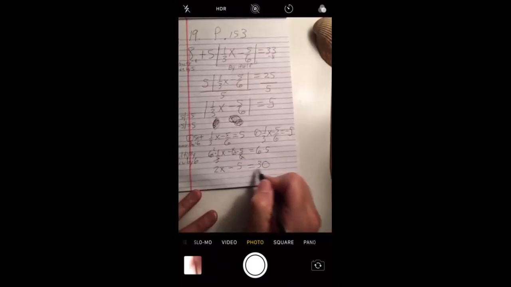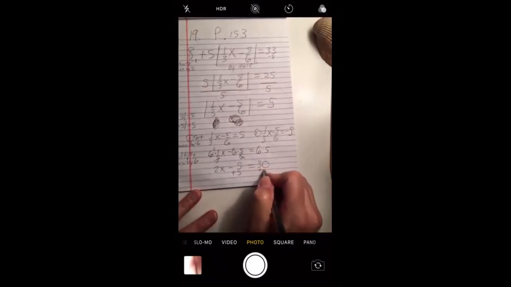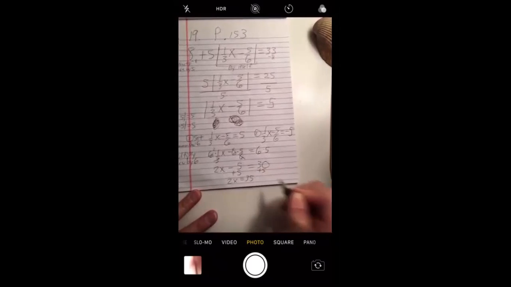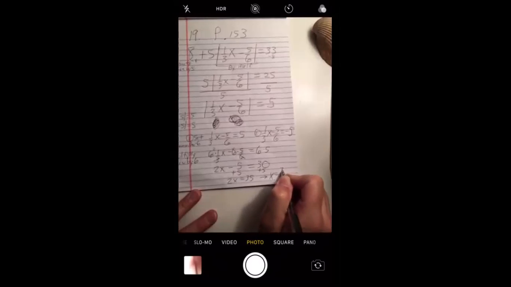All we got to do is add 5 and divide by 2. Add 5. 2x equals 35. Divide by 2, your x would be 35 over 2, 35 halves.